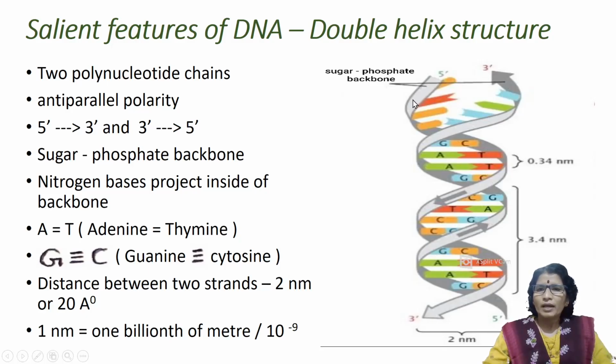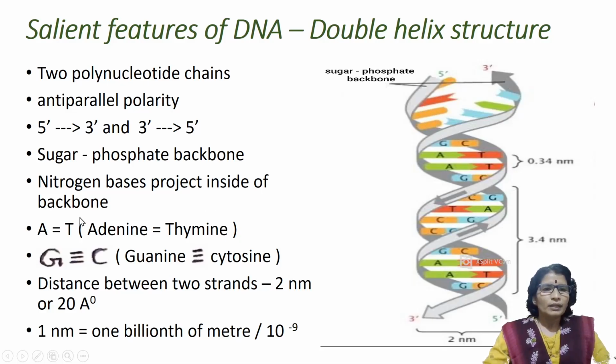And the sugar phosphate backbone. This strand is completely made up of sugar and phosphate, so that is why it is called the sugar phosphate backbone. This is the main outer framework of the DNA, and the nitrogen bases project inside from the backbone. To this sugar phosphate backbone, nitrogen bases are fixed and project inside.